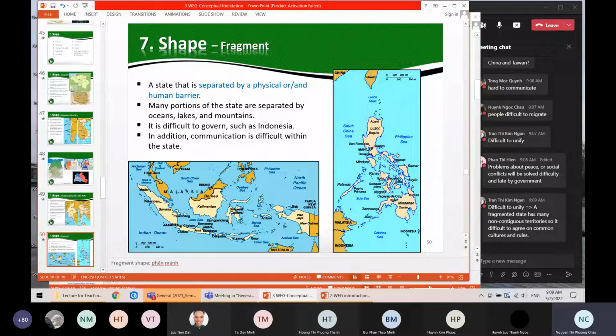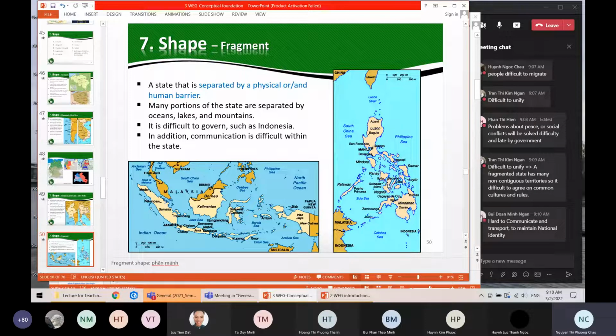Why does fragmentation bring more social conflict? That's very important. We have to discuss more on this. From Kim Ngân, difficult to unify. Fragmented nations have many non-continuous territories, so it's difficult to agree on a common culture and rules. Yeah, different. Difficult to agree on common culture and rules.